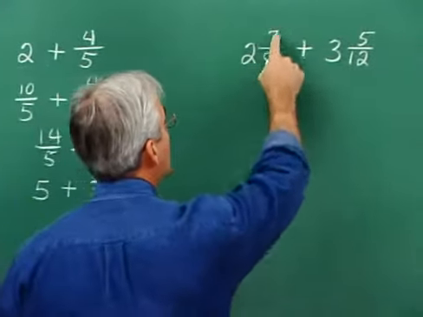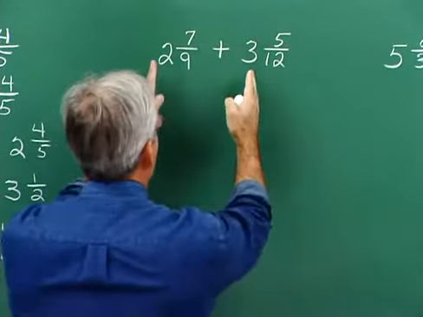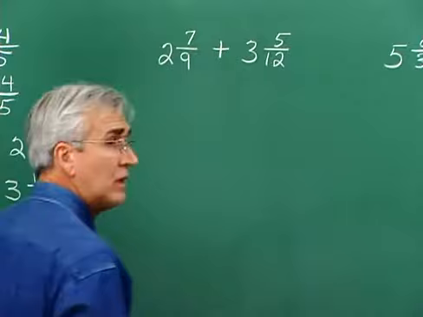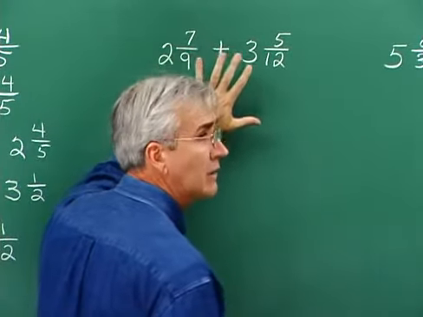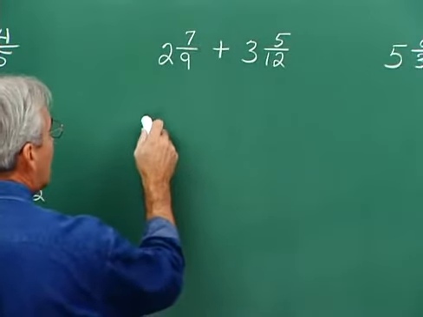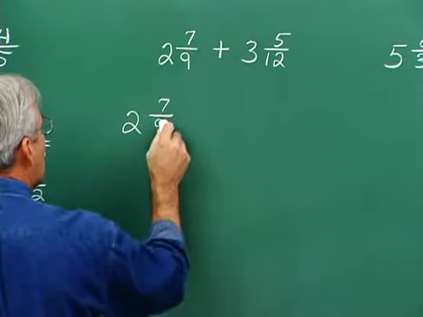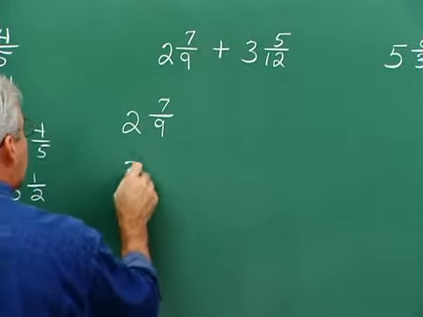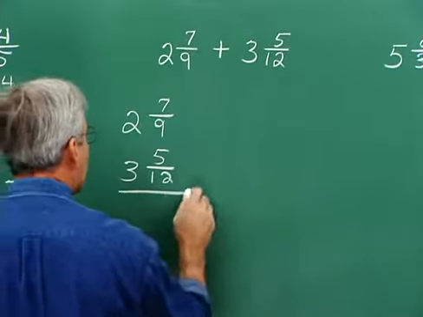Here we're adding 2 and 7/9 plus 3 and 5/12. So we're going to add whole numbers to whole numbers and fractions to fractions. Now, a handy way to write problems like this, to find the common denominator and so forth, is to set it up vertically. And it doesn't matter so very much. You can do it either way, but this is real handy because we can kind of work out to the side to find the common denominator.